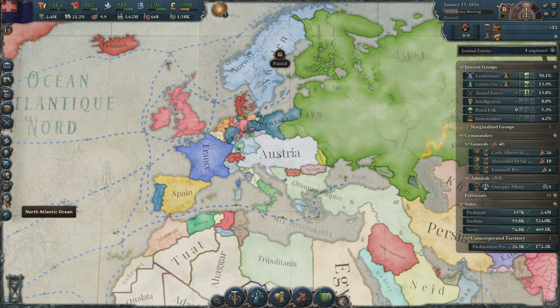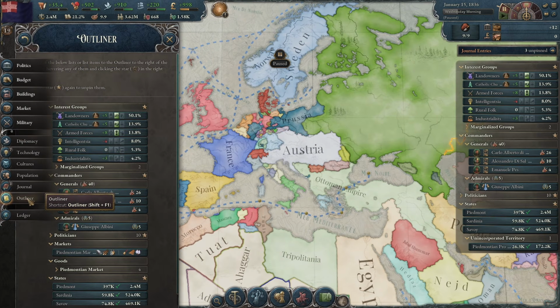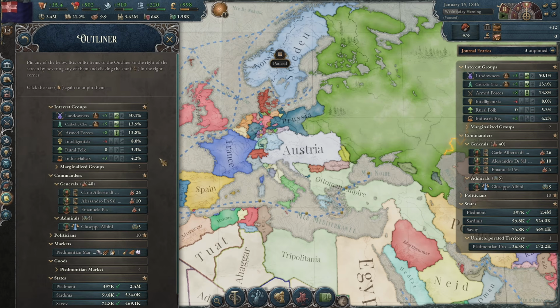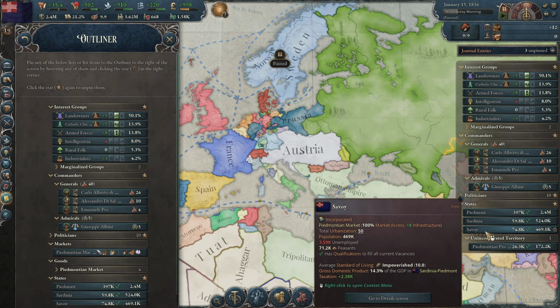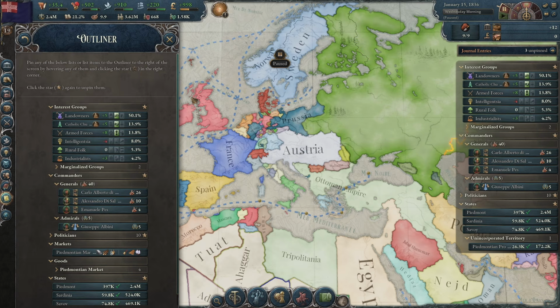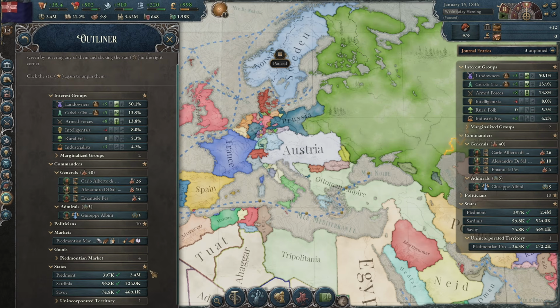So the first thing that I think everyone should do is open up your outliner. Just mouse over here, click on this outliner, or hit Shift F1, and then put stars on a couple of really critical things. This will pin these critical things to your outliner over here and make your life way easier moving forward, I promise. So I recommend pinning interest groups, commanders, politicians, and states as just broad categories, and then observing everything else back end.